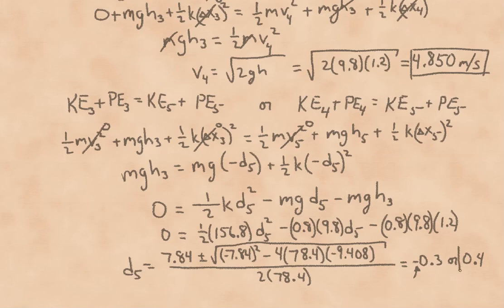So the positive 0.4 meters is the value of D5, which is the compression of the spring. So D5 is 40 centimeters.